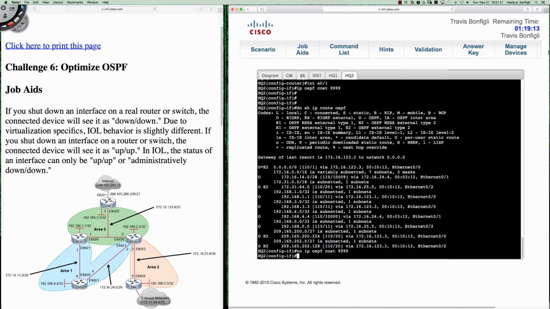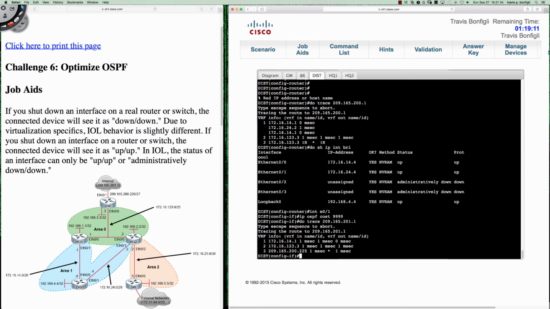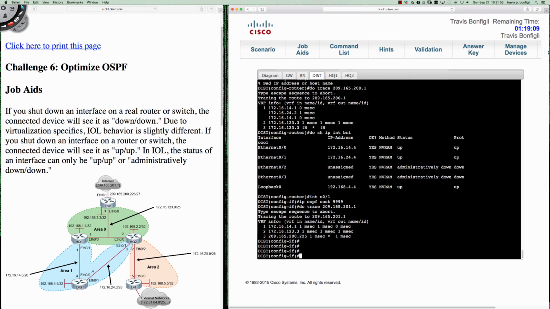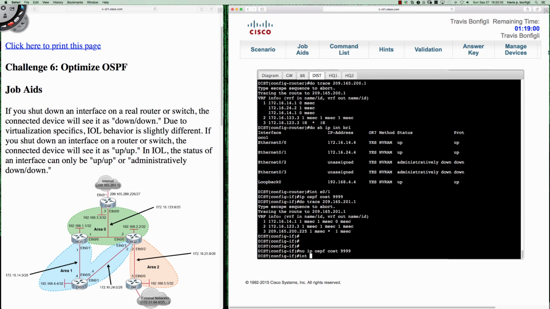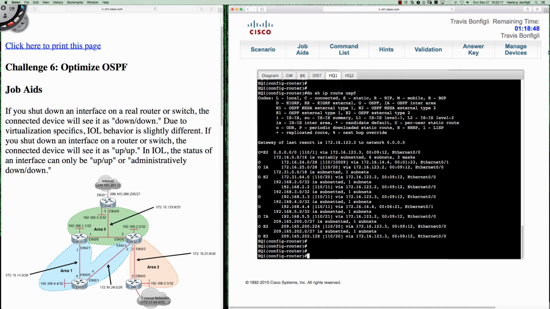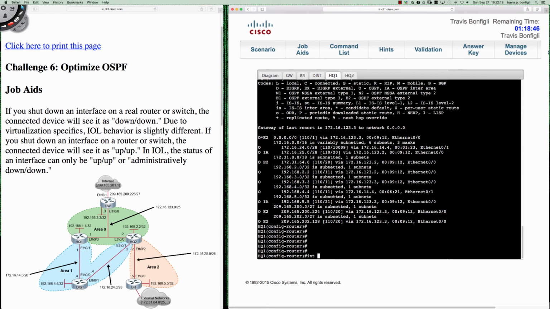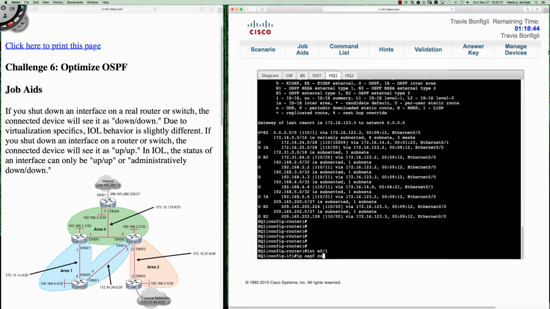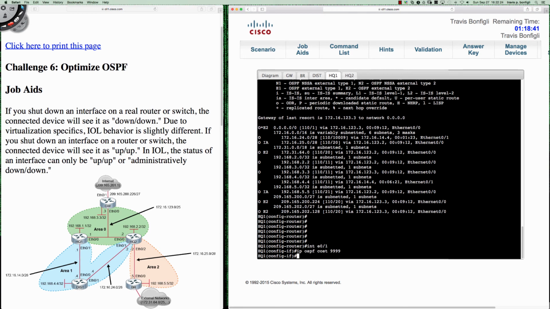I'm going to go over to the distro router, and we're actually just going to change the cost on the distro router. I'm going to say no IP OSPF cost 9999, and we're going to jump into interface Ethernet 00 and say IP OSPF cost 9999. And then we'll do the same thing on HQ1's Ethernet 01 interface: IP OSPF cost 1234. And there we go.